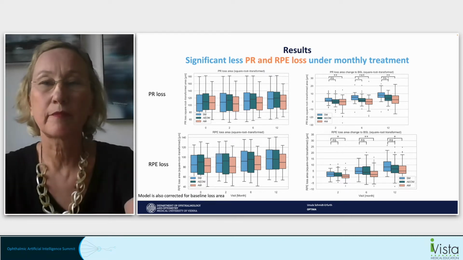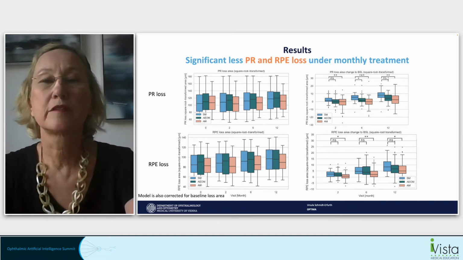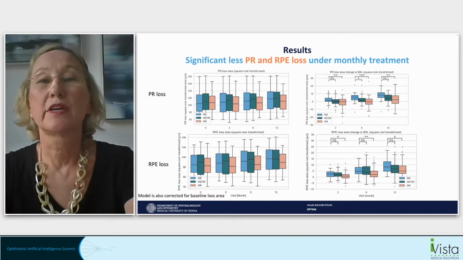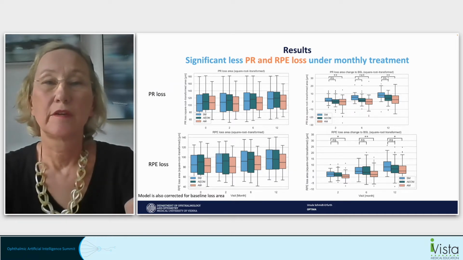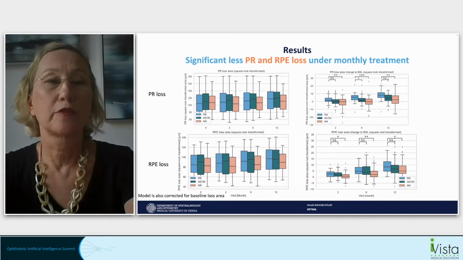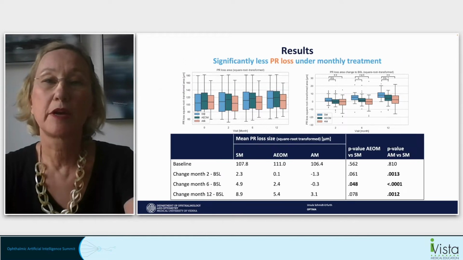I will now share with you the tables looking at a direct comparison between the sham arm in light blue, every other month, and every month treatment in green and pink. And on the right side, you can see the change. So you can consistently see over 2, 6, and 12 months that photoreceptor loss, this is the upper graph, and RPE loss, which is the lower graph, is significantly reduced, particularly by monthly treatment with pegcetacoplan.